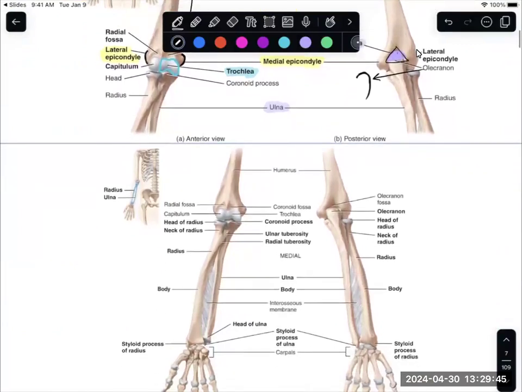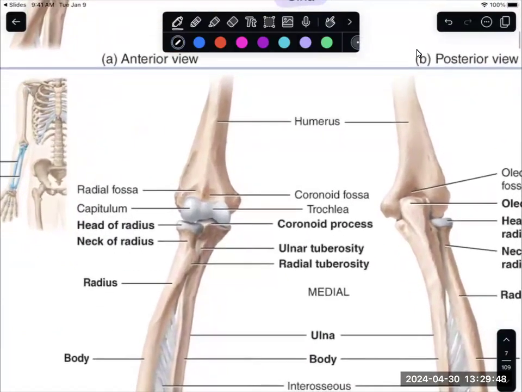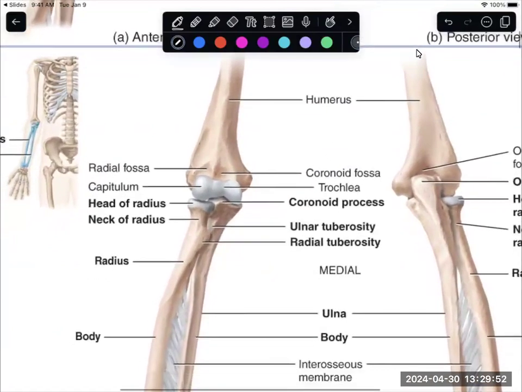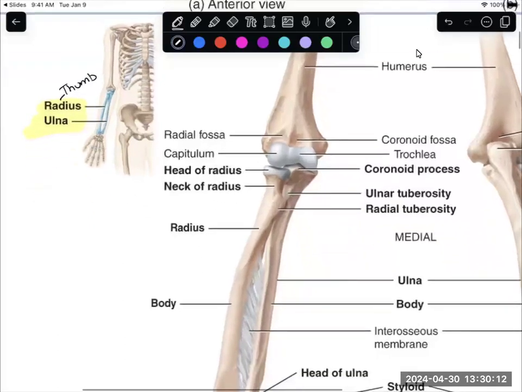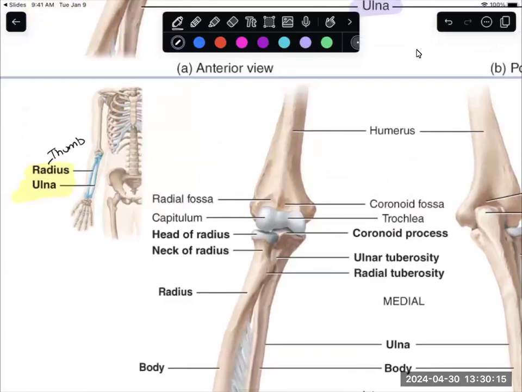So here, if we come down to the radius and the ulna. The radius and the ulna here are the two bones that make up your forearm. The radius is always going to be on your thumb side. The ulna is going to be on your pinky side. To help you figure out which side is which, that radius is always going to be on that thumb side. The ulna is going to be on that little finger, fifth finger, pinky side.